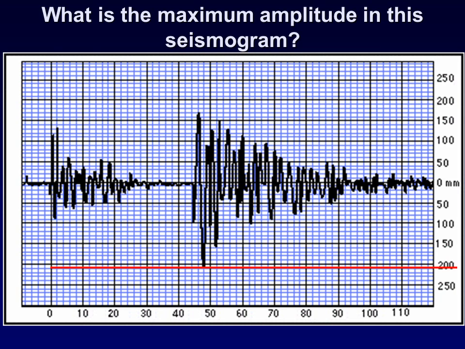What is the maximum amplitude in this seismogram? What you want to look for, I put a red line in. You're looking for the furthest distance from that 0 line. If we just look for height above the 0 line, that furthest point is in between 150 and 200. But you always want to check below, and we can see it's where that red line is. It's just past 200. So the maximum amplitude in this seismogram is 210 millimeters.